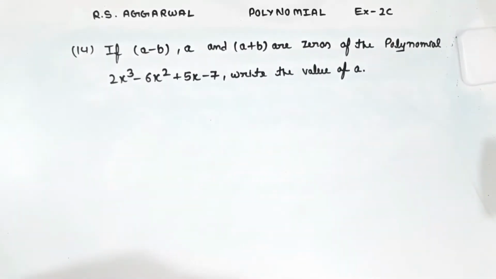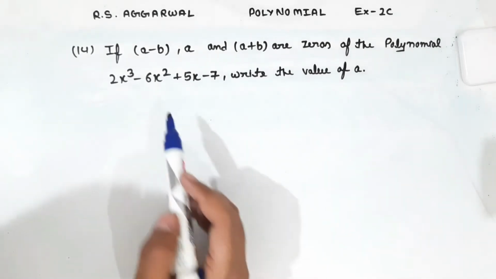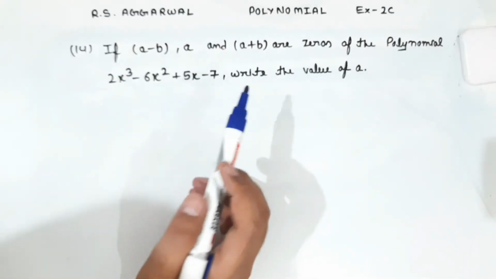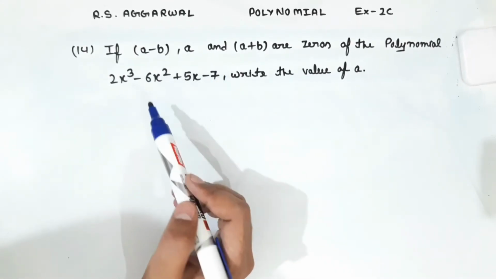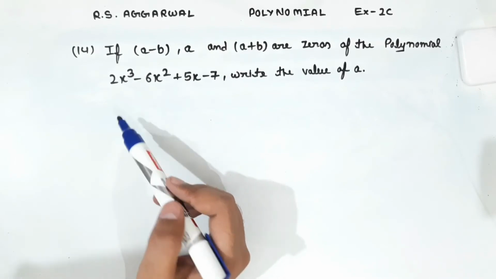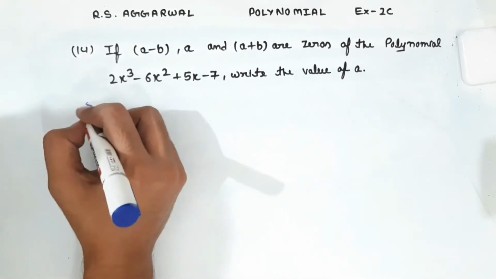R.S. Agrawal, chapter Polynomial, exercise 2C, question number 14. In question number 14, we have given a minus b, a and a plus b are the zeros of the polynomial 2x cube minus 6x square plus 5x minus 7. Write the value of a. So this is a cubic polynomial, and we know that the sum of zeros of a cubic polynomial is given by minus b upon a.